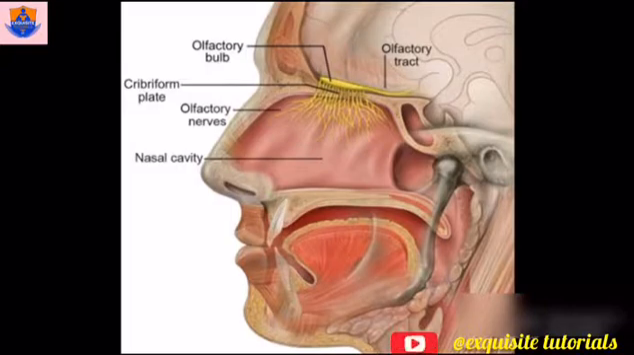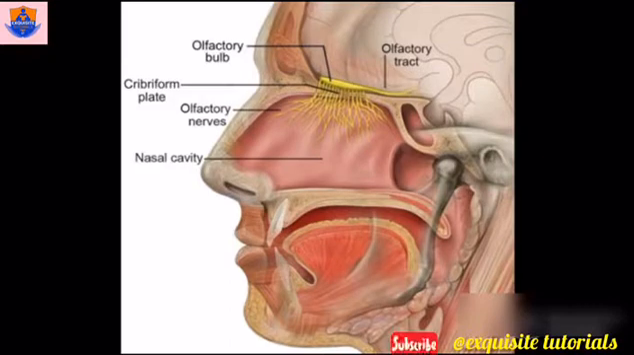Now we have another sense organ called the tongue. The tongue is a sense organ of taste. It has a rough upper surface, and this rough upper surface is due to the presence of numerous papillae.